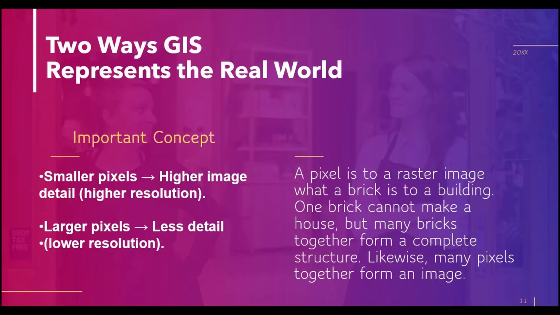When 24 million pixels come together, that forms a full image. So I believe this gives you a better perspective whenever you hear pixels, whenever you hear raster. They go hand in hand. And from the example I just gave, what a pixel is to an image is what a brick is to a building.